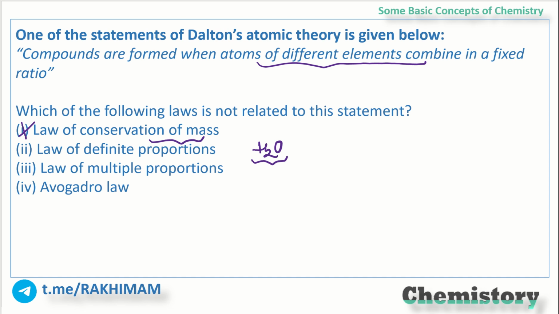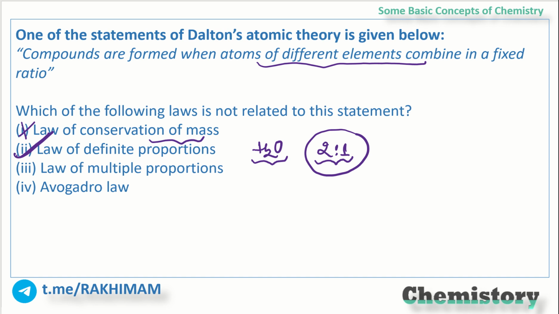Here the ratio of hydrogen and oxygen is 2:1. So H2O from whichever source I take it, it is going to have the fixed ratio of its component elements. So the law of definite proportion states that a given chemical compound always contains its component elements in a fixed ratio, and it does not depend on the source it has been produced from. So it is related with Dalton's statement, that compounds are formed when atoms of different elements combine in a fixed ratio. So yes, I'll mark and go with this particular option.